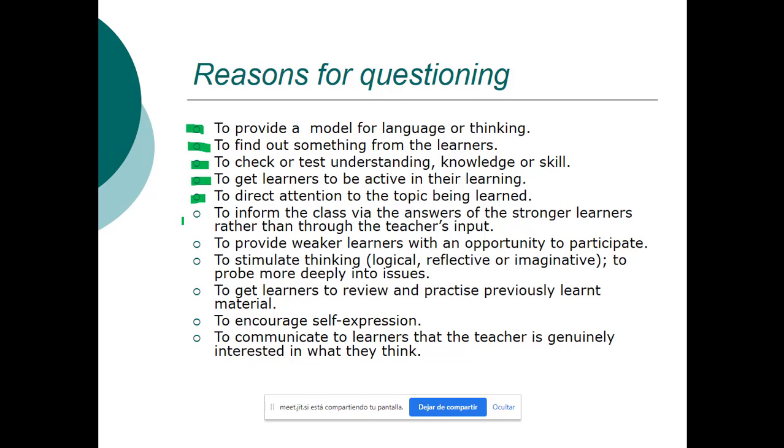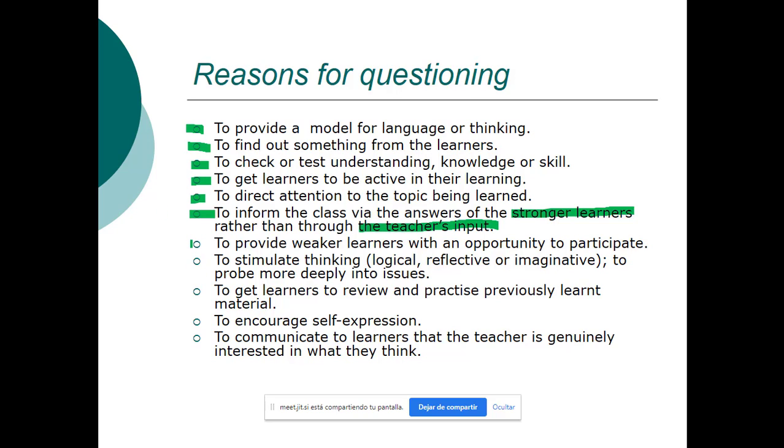Then, to inform the class via the answers of the stronger learners, rather than through the teacher's input, right? So in this case, what I'm talking about is to direct this class on how to follow those ideas stated by the stronger learners, the ones with the high level skills, to use those skills as a reference, right?